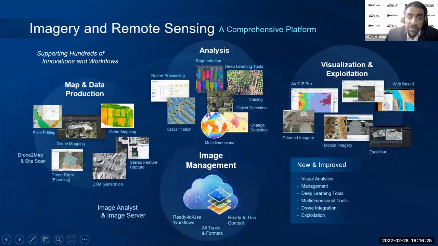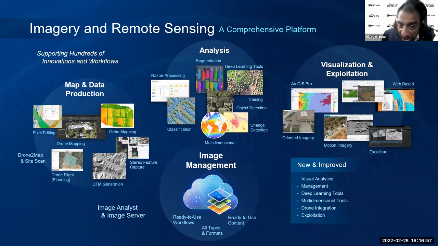So imagery and remote sensing have traditionally been part of GIS, but earlier, remote sensing used to be a separate domain, and GIS used to be a separate domain of software. It is now integrated. ArcGIS today supports all end-to-end image processing and remote sensing. Whether you talk about map and data production, image management, visualization, exploitation, or analysis, everything is integrated. This is helping all of us in the GIS community to utilize all the capabilities from a single platform, which is very helpful.